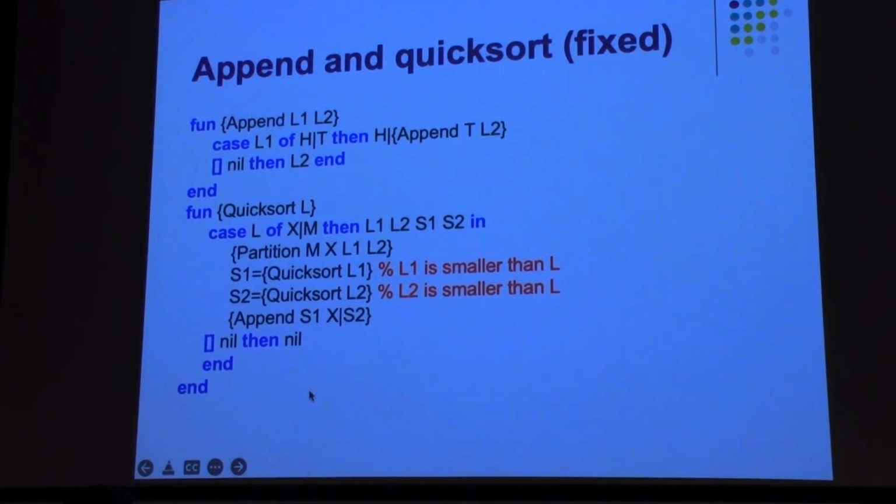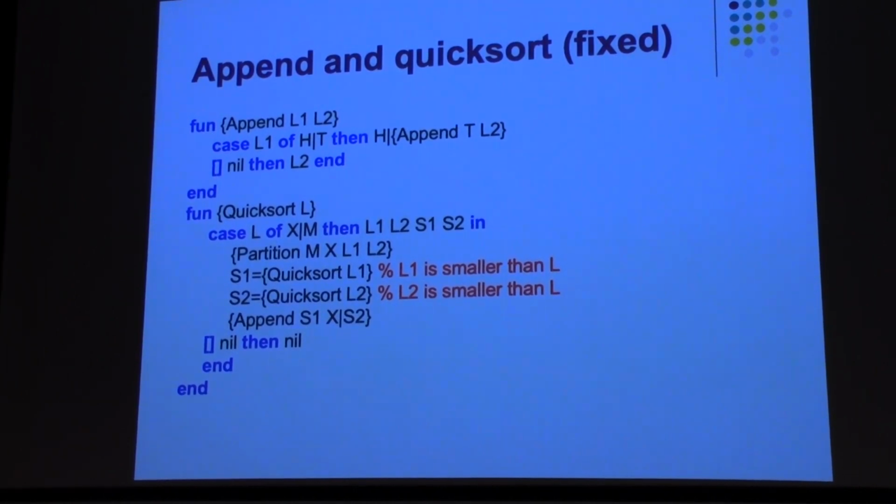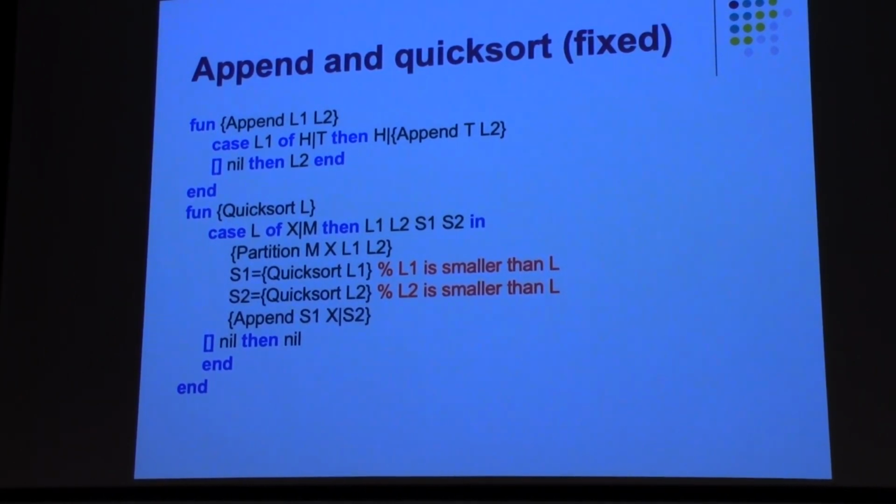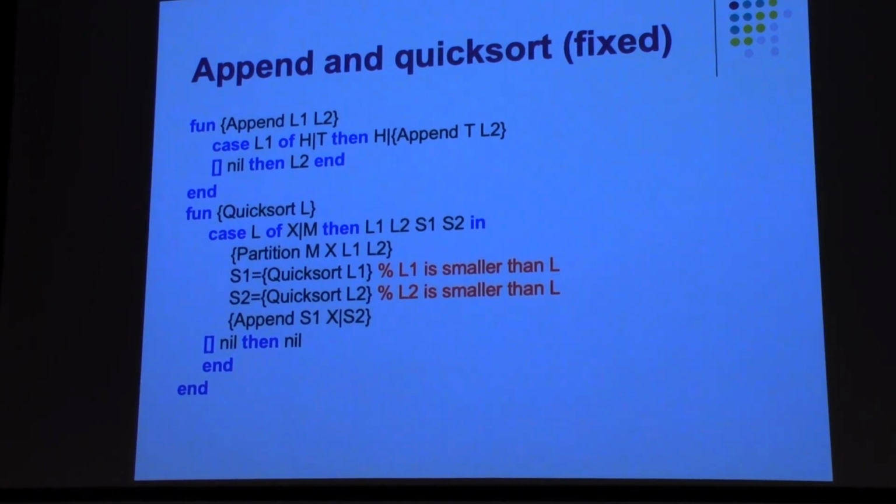So I do S1, followed by X, followed by S2. So the X goes in the middle, because it's the pivot. Everything less is on one side, everything greater than or equal is on the other side. So I just put it back here. So with this small change, I am guaranteed that the sizes of L1 and L2 are smaller than L, and therefore there's no infinite loop.